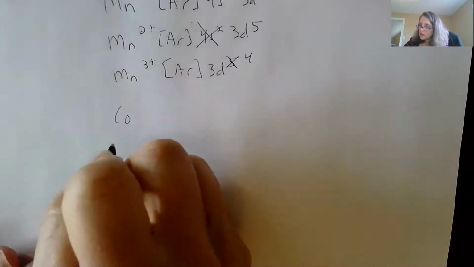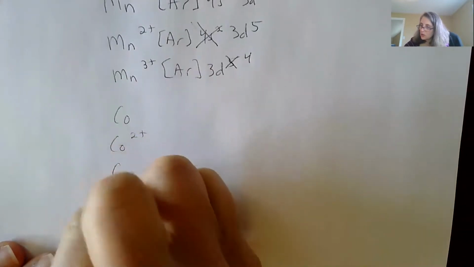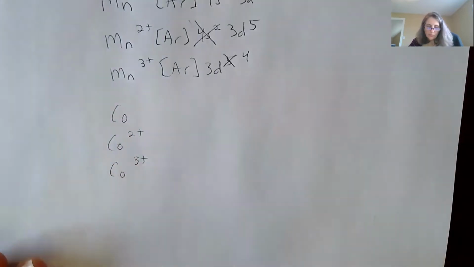ions. So I'm going to give you cobalt. I want you to pause the video right now and see if you could do cobalt. And cobalt has 2 charges, cobalt 2+ and cobalt 3+. So see if you could write the electron configuration.